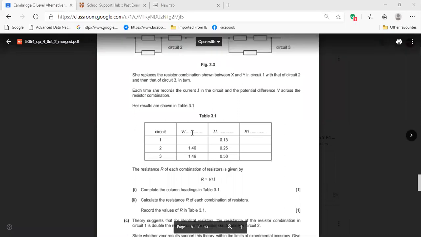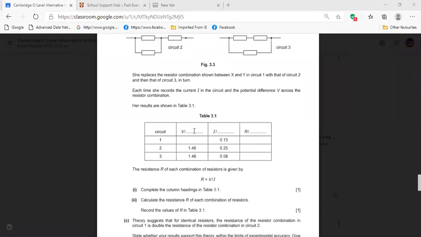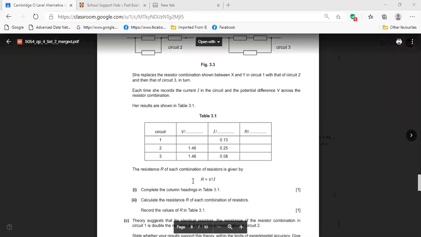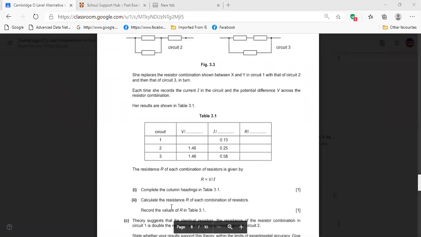Voltage, potential difference, these are quantities. For I, the unit is ampere, right? Current, the unit is ampere, and R, resistance, the unit is ohm, right? Yes, sir. Okay. Now calculate the resistance R of each combination of resistors. Record the values of R in table 3.1.